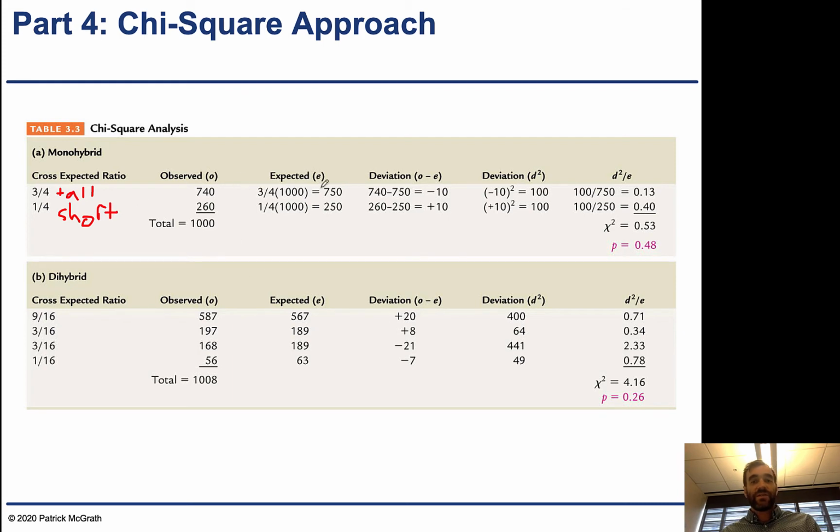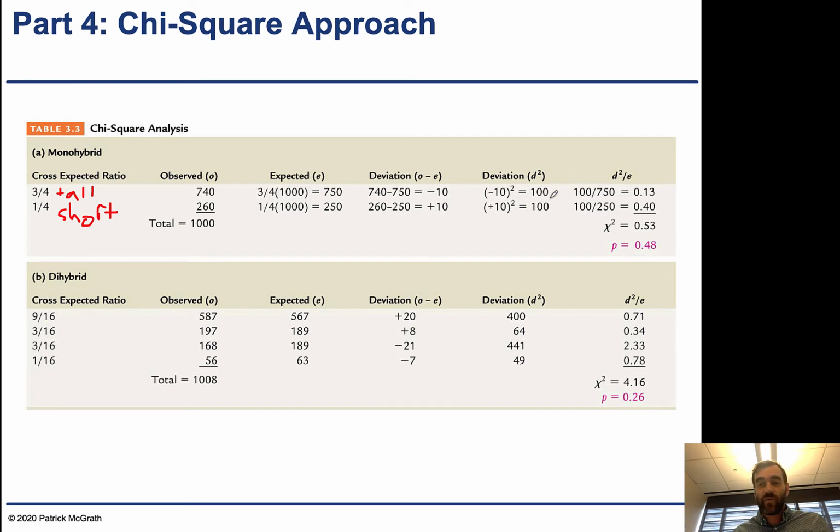Now we see that there's a deviation between what we observed and what we expected. In one case there are 10 more than expected, and in the other case there are 10 fewer than expected. We need to calculate that number for both, negative and positive 10. Then you square that deviation. We take negative 10 and square it, and we get 100. Then we square positive 10 and get 100.